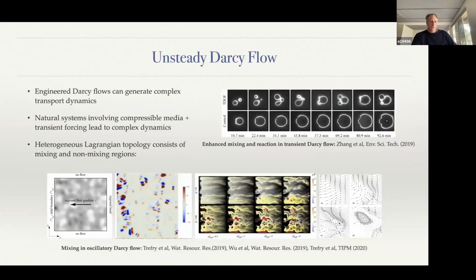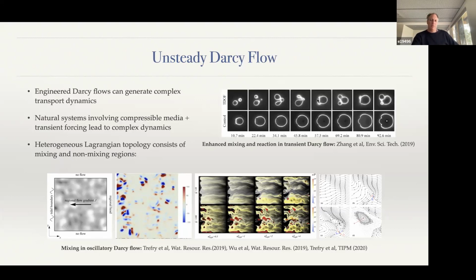For unsteady Darcy flows, the ability to pump flows over time generates very complex transport dynamics. On the top right here, we have a series of images of a pumping experiment, and the amount of reaction that takes place is indicated by these colored regions. There's a light sensitive chemical reaction here that produces light emitting species. So the amount of light emitted is proportional to the amount of reaction that's taken place.